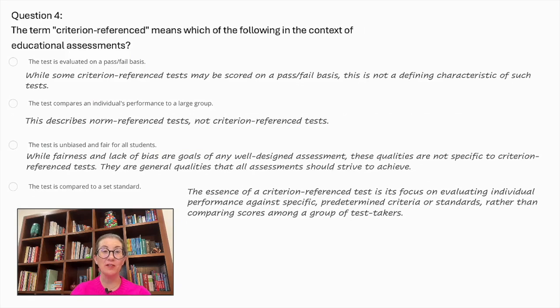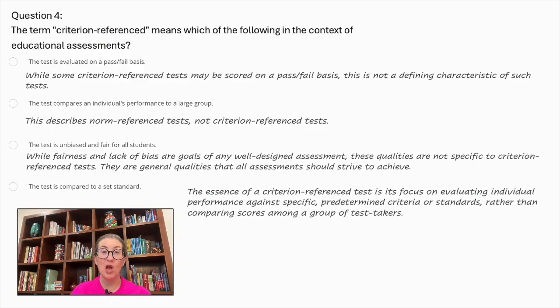Question number 4. The term criterion referenced means which of the following in the context of educational assessments? The test is evaluated on a pass-fail basis. The test compares an individual's performance to a large group. The test is unbiased and fair for all students, or the test is compared to a set standard.